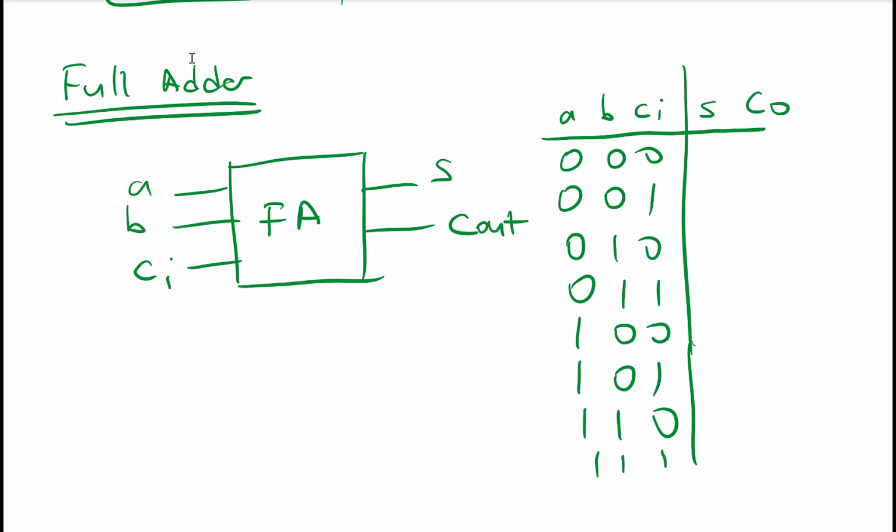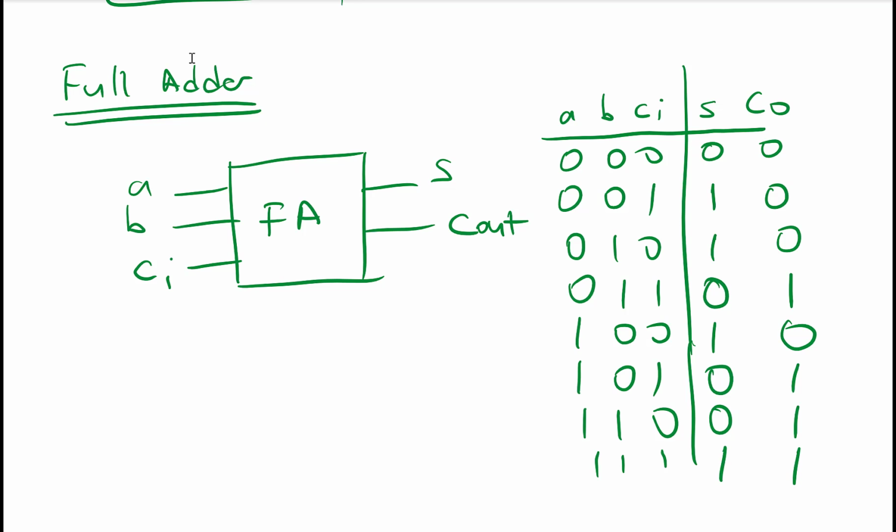If I have 0 0 0, my sum is 0, my carry out is 0. 0 0 1, my sum is 1, carry out is 0. 0 1 0, sum is 1, carry out is 0. 0 1 1, sum is 0, carry out is 1. 1 0 0, sum is 1, carry out is 0. 1 0 1, sum is 0, carry out is 1. 1 1 0, sum is 0, carry out is 1. And if I have 1 1 1, my sum is 1 and my carry out is 1.